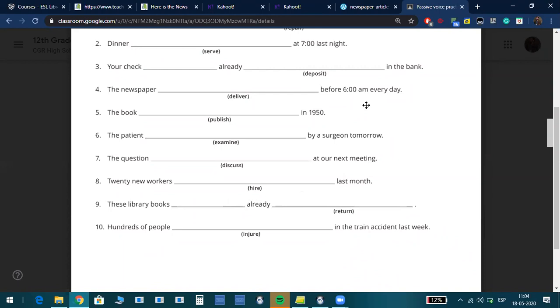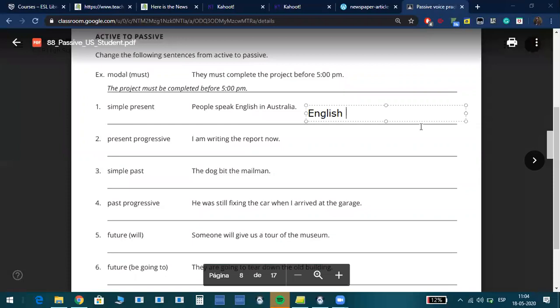So, how's this one? Passive, simple passive. So, it would be English, present simple. Is spoken. Spoken in Australia. Good. In Australia. Good.